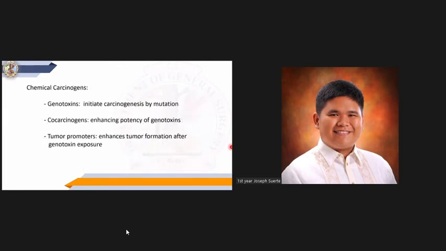So we have different kinds of carcinogens. We have our chemical, physical, and viral carcinogens. For your chemical carcinogens, we need to remember these three things. We have our genotoxins, which are substances that initiate carcinogenesis by inducing a mutation in your cell. Then we have your co-carcinogens that by themselves cannot cause cancer, but they enhance the potency of your genotoxin. And lastly are your tumor promoters that, after exposure to your genotoxins, enhance the subsequent formation of tumor.